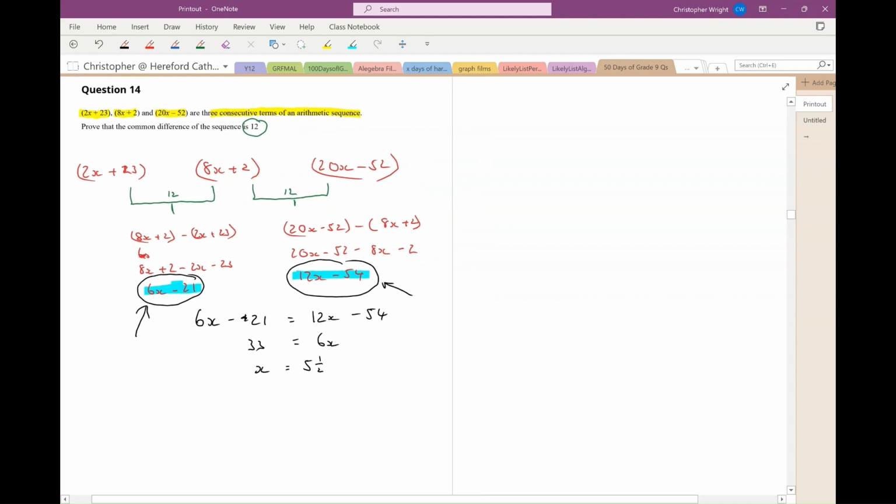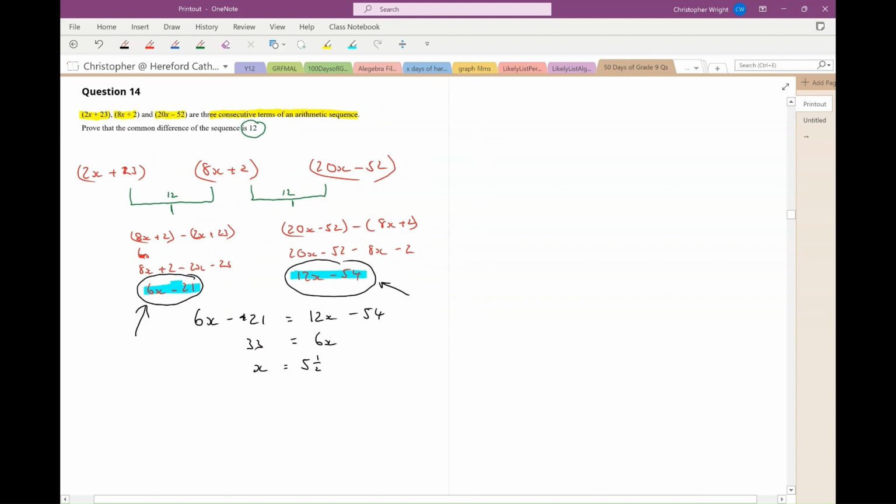Another way of doing it, which perhaps seems a bit more intuitive, is to use x is 5.5 to work out the value of each of the terms. You see, the first term is 2x plus 23. Well, if x is 5.5, then that gives you 34. The second term is 8x plus 2. But if x is 5.5, then 8 times 5.5 plus 2 is 46. And the third term is 20x minus 52. 20 times 5.5 minus 52 equals 58. And now you can see that the difference between the terms is indeed 12. And that's question 14 done.